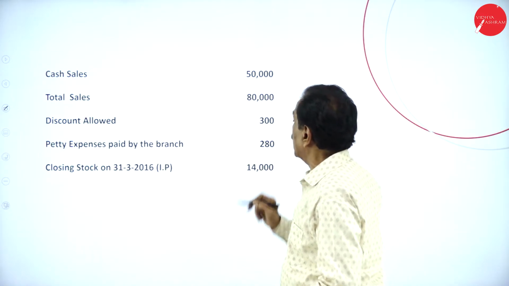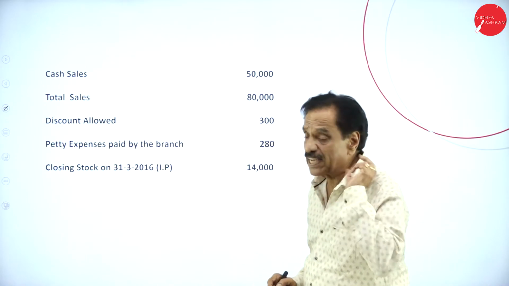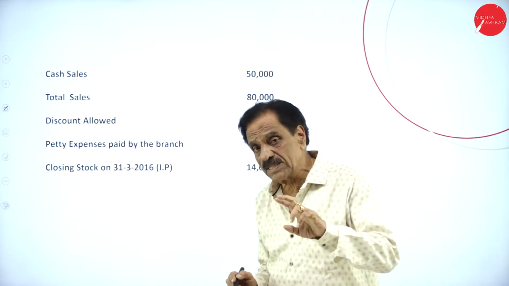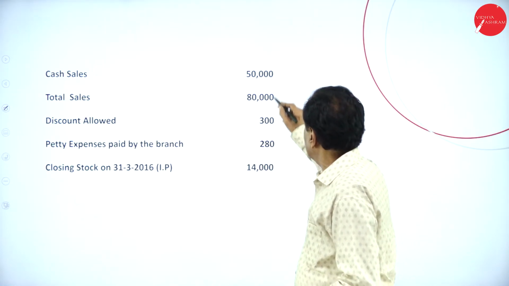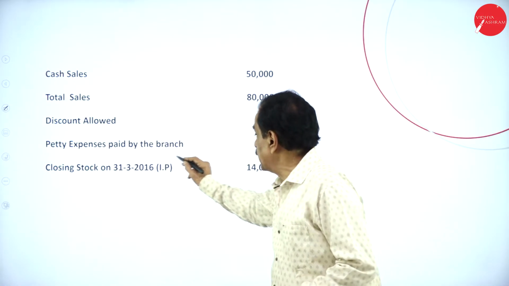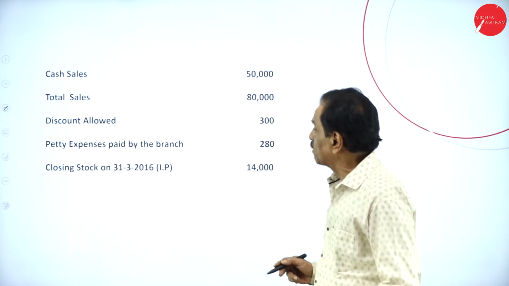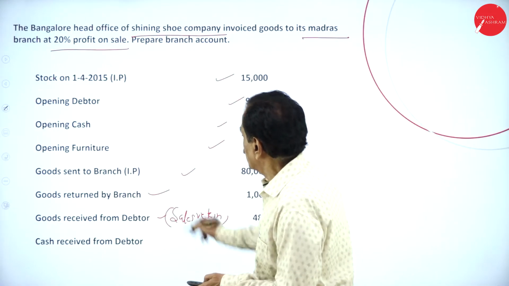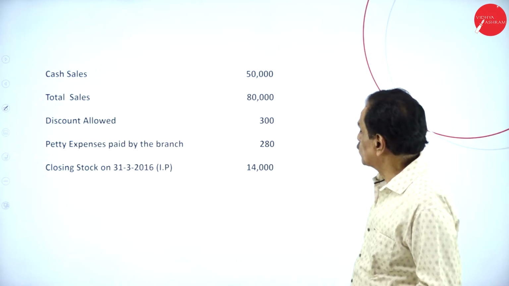Out of that, the cash sale is 50 lakh, which means the balance 30,000 is called the credit sale. Total sale is 80 lakh, 50,000 is the cash sale, which means the difference 30,000 is called the credit sale. 80 minus 50, difference 30. Discount allowed, debtor account. Petty expense paid by the branch. This is for calculation. And the closing stock is 14,000. Have you got the furniture value? Opening furniture is 1,200.